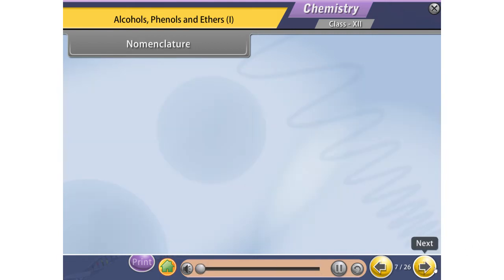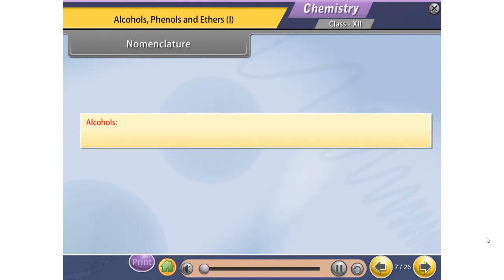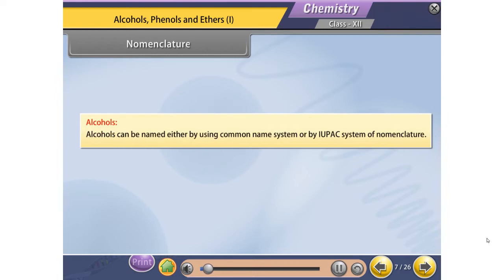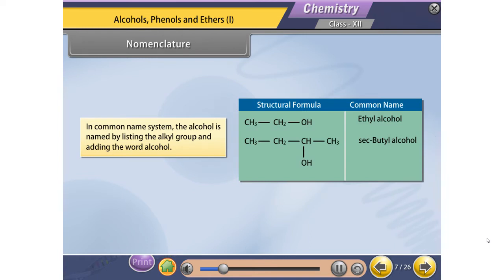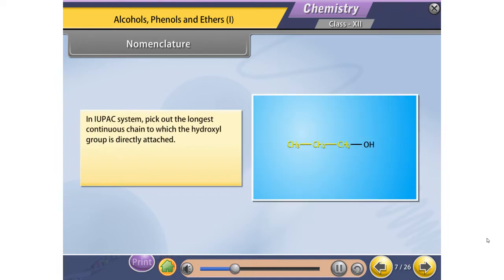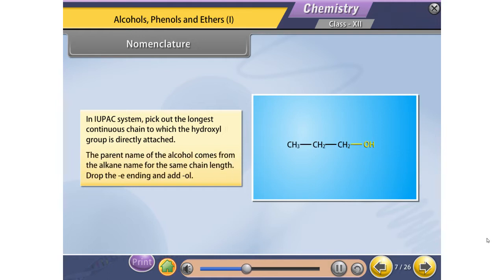Assessment. Before nomenclature. Alcohols. Alcohols can be named either by using common name system or by IUPAC system of nomenclature. In common name system, alcohol is named by listing the alkyl group and adding the word alcohol. In IUPAC system, pick out the longest continuous chain to which the hydroxyl group is directly attached. The parent name of the alcohol comes from the alkane name for the same chain length.